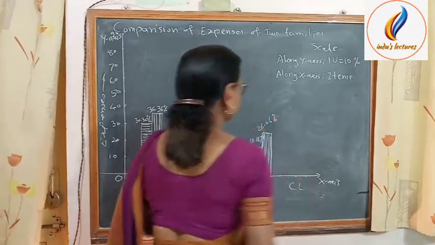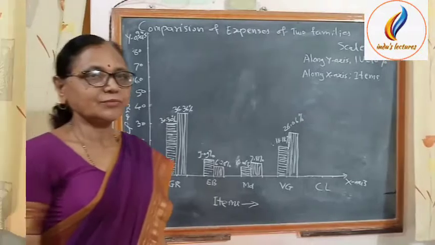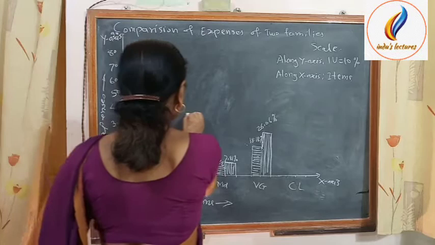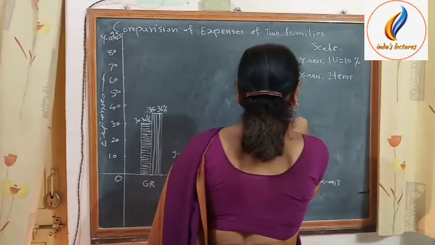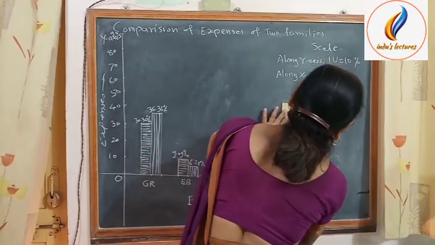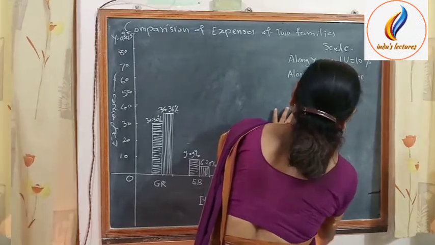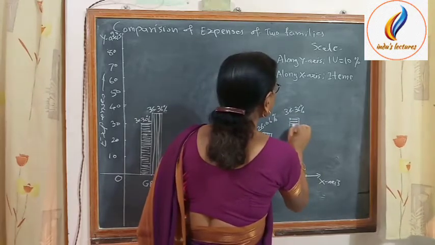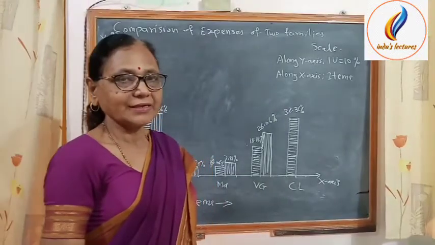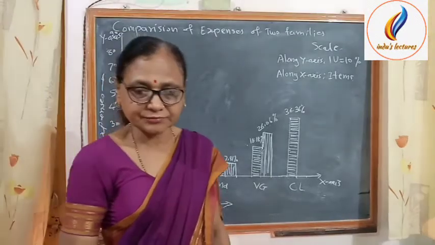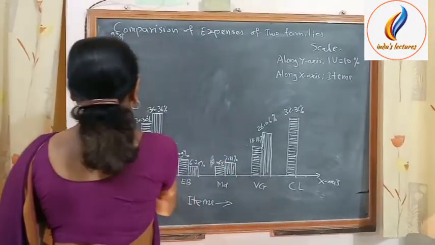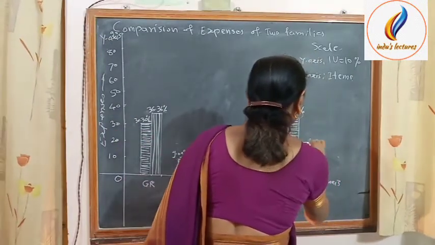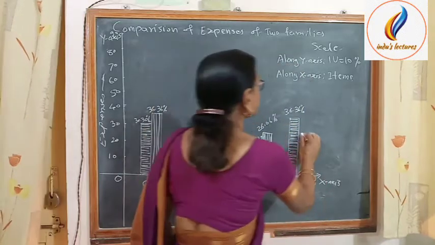So here it is 26.04%. Now the last item, clothing: for the first family 36.36, that means here 36.36% for the first family. For the second family 23.44%. So consider 23.44%.